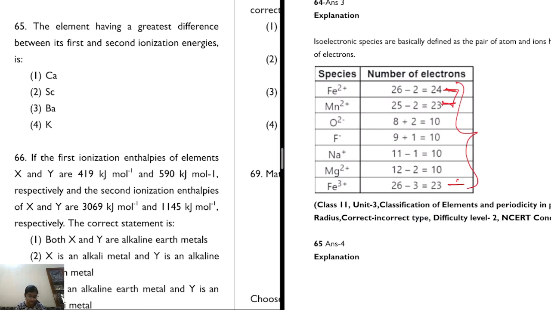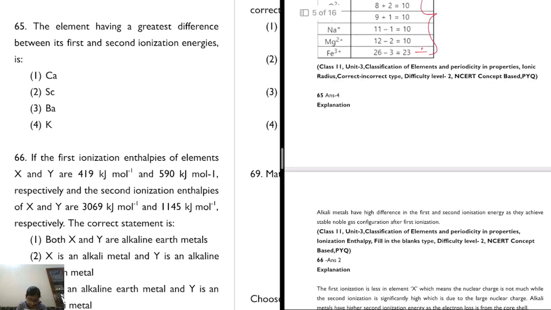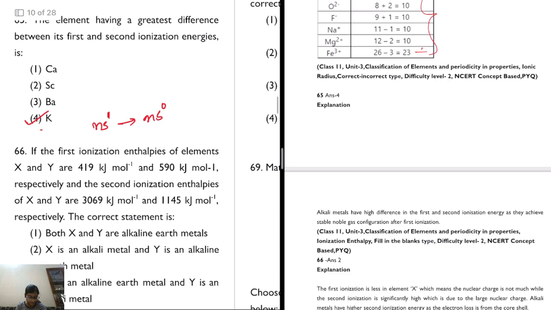The element having the greatest difference between its first and second ionization energy. See, here the answer would be this. Why? Because this is an alkali metal. For example, if the configuration is ns1, for the first ionization enthalpy it will form ns0. So that is why it has achieved a noble gas configuration. So this will have the most significant difference. Now let's see the next question.